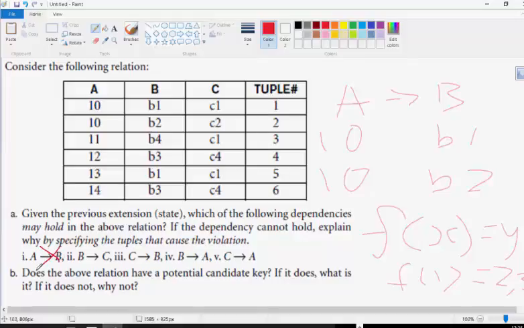Remember, usually I'll ask you why. I don't want just answers. I want you to tell me how you came about it. So why? Because in that same column, in A, 10 leads to B1, and 10 also leads to B2. You have to give me a reason. Don't just write the answer. Right. Second one is B to C.